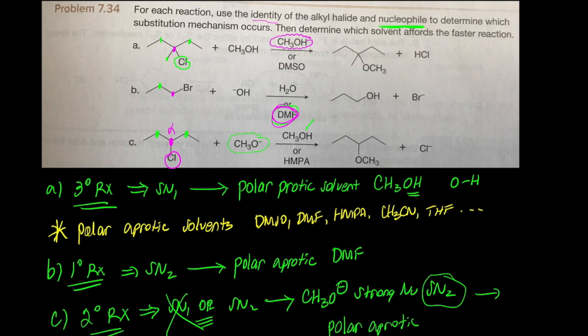Now you can see that that has an OH bond. That's definitely protic. And your alphabet soup solvent, HMPA, is the one that's going to be polar aprotic.